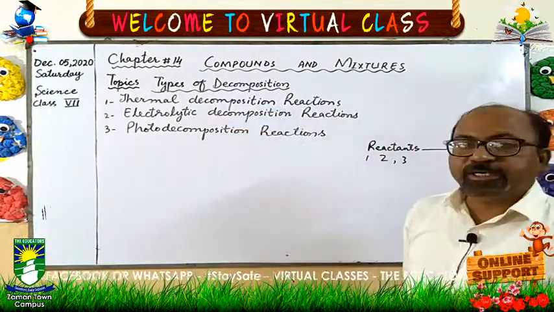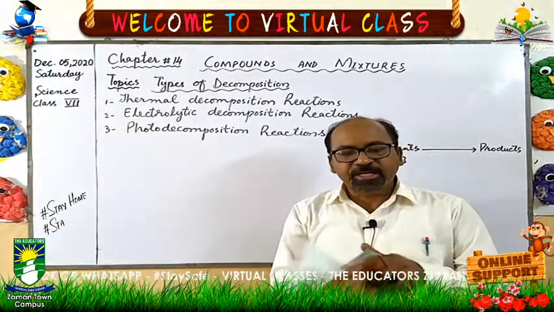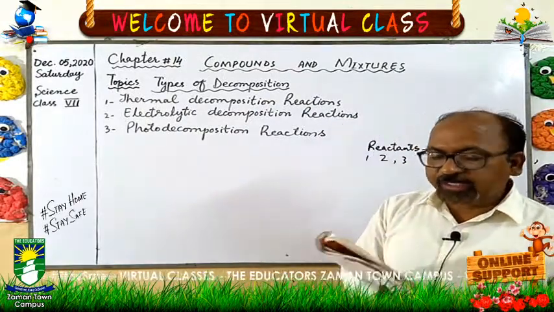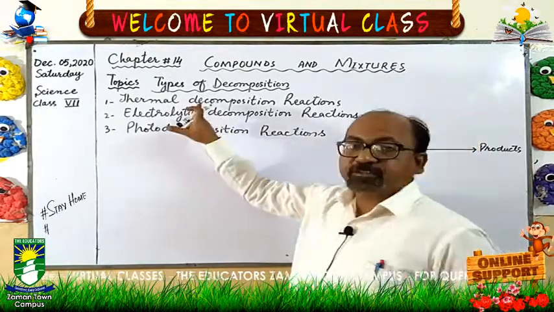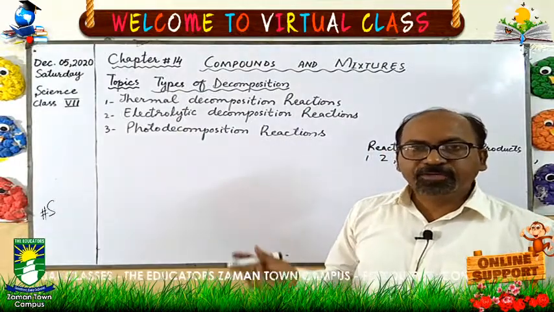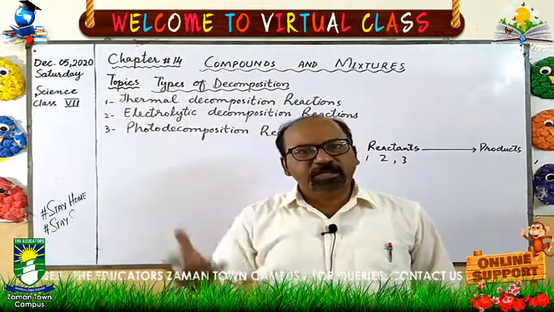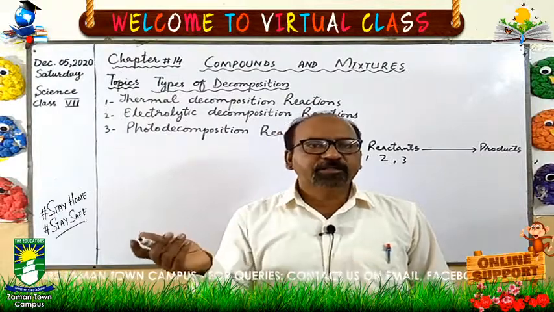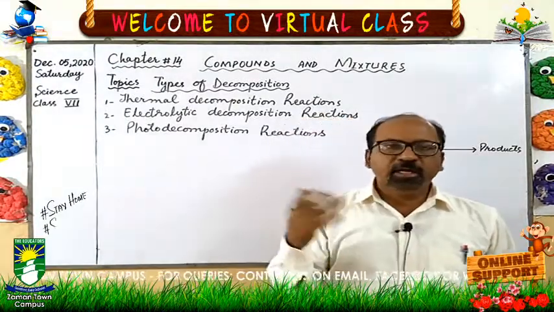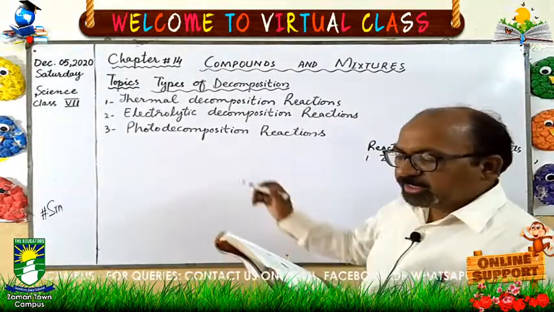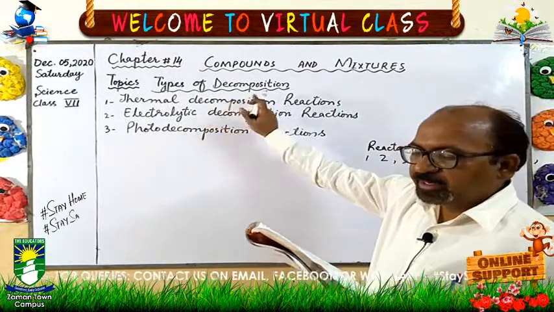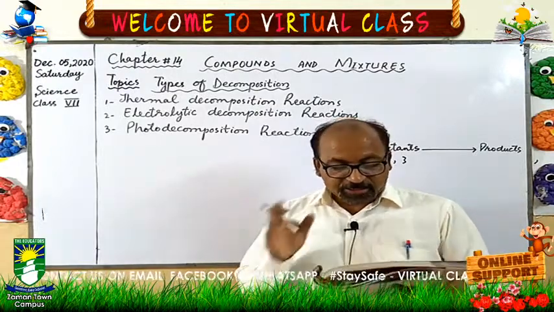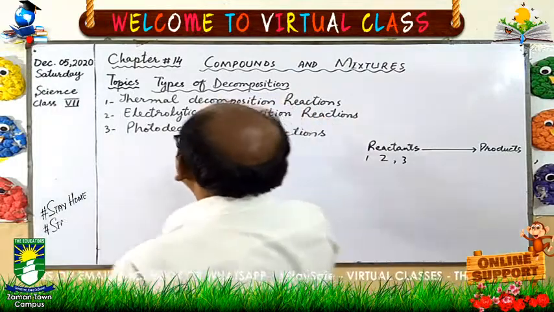So thermal decomposition reaction: thermal means the heat. In the thermal decomposition reaction, heat is involved. This heat can be due to the sunlight, or we can provide the heat by candle, by burner, or by any flame. So thermal decomposition is a chemical reaction where a single substance breaks down into two or more simpler substances.